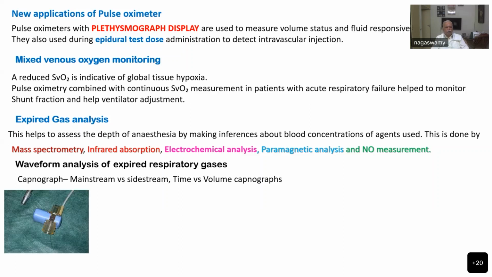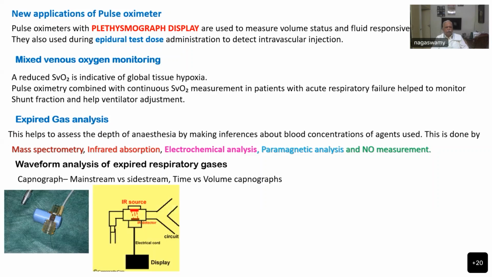So this is the mainstream analyzer, which is inserted very close to the endotracheal tube, and it has an infrared source and light detector, and you can see the reading immediately. There is no transit delay, so the display will be immediate. So it is real time.